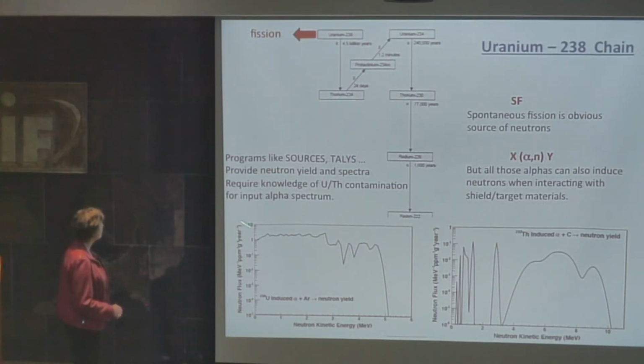And for this, it's very important to use programs like SOURCES and TALYS to provide the neutron yield and spectra. So you typically do screening of your materials so you know how much uranium and thorium you have, and you input that, and you look at the alpha decays and use these programs to understand how many neutrons are produced from those alpha decays in your shield.